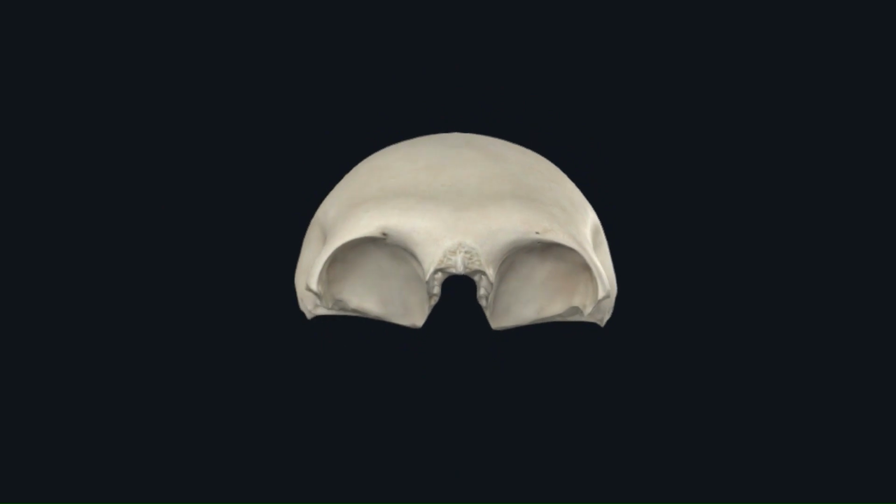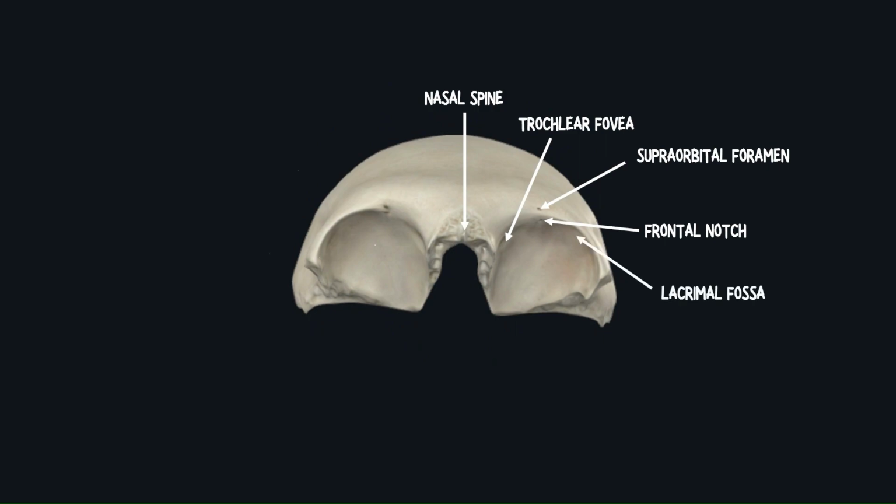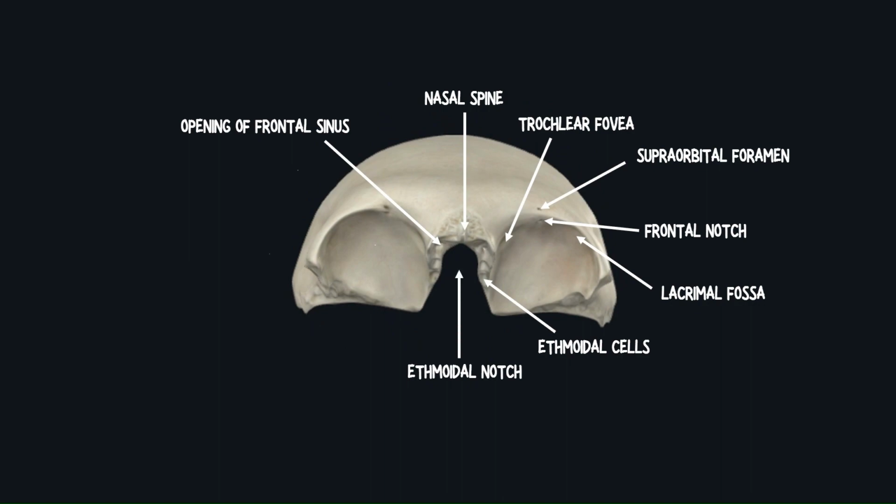Changing perspective, we can see again the nasal spine, the supraorbital foramen, the frontal foramen, the trochlear fovea to which the pulley for the tendon of the superior oblique muscle attaches, the lacrimal fossa in which the lacrimal gland, draining into the lacrimal duct in the nose, is located, the ethmoidal cells, which help to add resonance to the voice and decrease the overall weight of the skull. The opening of the frontal sinus, the ethmoidal notch, point of articulation with the ethmoid bone, the sphenoidal margin, point of union with the sphenoid bone, and the roof of the orbit which the frontal helps to form.